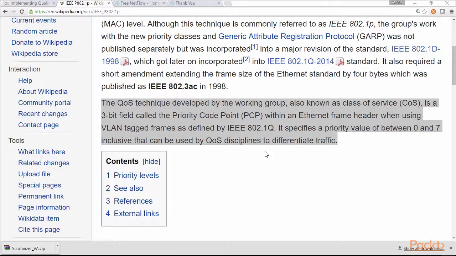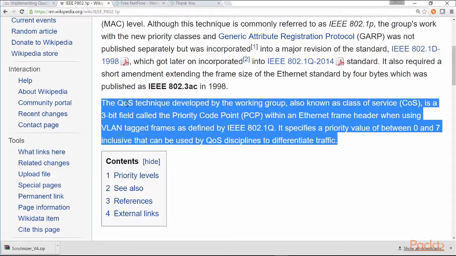So there are two techniques that are used. One is called class of service, COS, and the other one is called the differentiated services code point, DSCP. So in order to ensure what is called QoS, quality of service, let's just take a look first at what class of service means, COS.